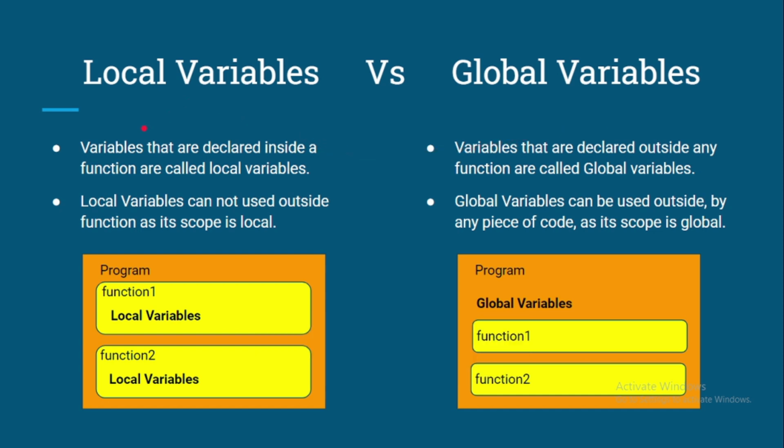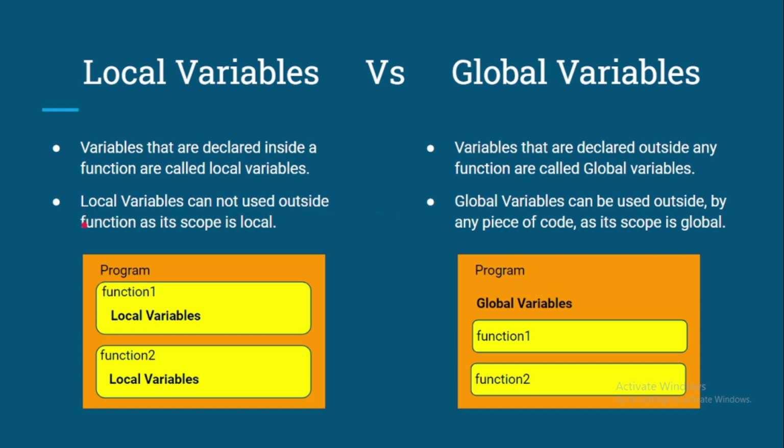So what are local variables? First of all, start with that. The variables that are declared inside a function are called local variables. Whatever variables are written into a single block of a program are known as local variables. On the other hand, the variables that are declared outside any function, in simple words, the variables which are not written in any function, or the variables which are written outside all functions, are known as global variables.